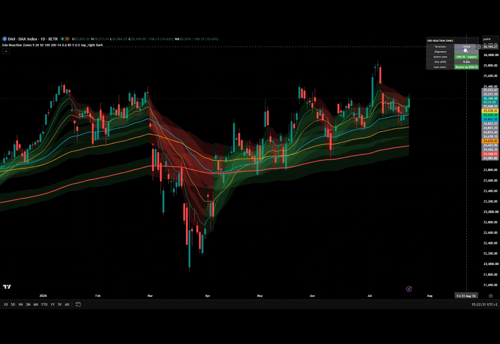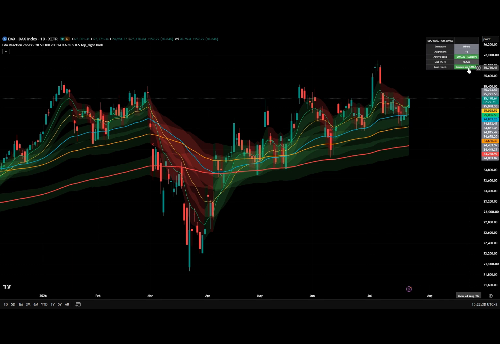Read it in that order, trade with the structure, use the active zone as your reference, and wait for the reaction to resolve before deciding.